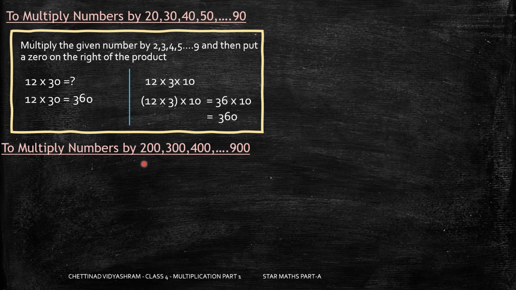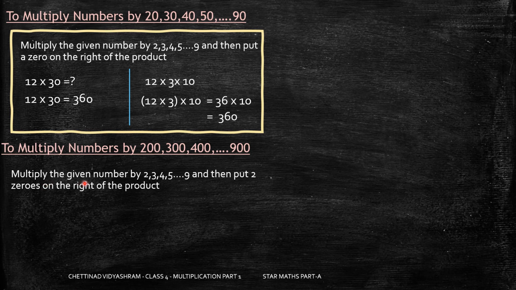See, now we have numbers with 2 zeros. The condition is the same, but we have to add 2 zeros to the right of the product. Let us see another example here. Multiply the given number by 2, 3, 4, 5 and then put 2 zeros on the right of the product. Example, 8 into 500. Now listen children, here the numbers are 8 and 5 alone.